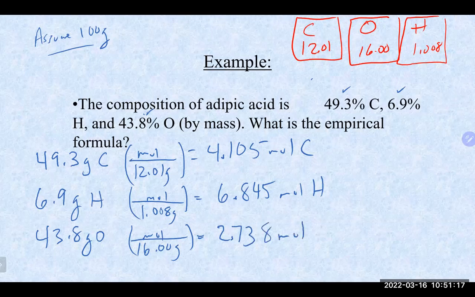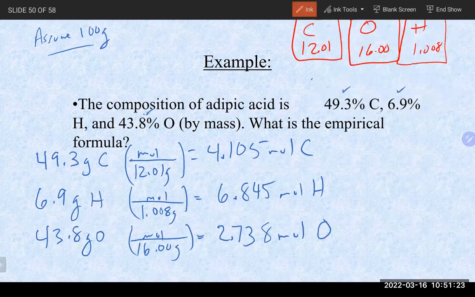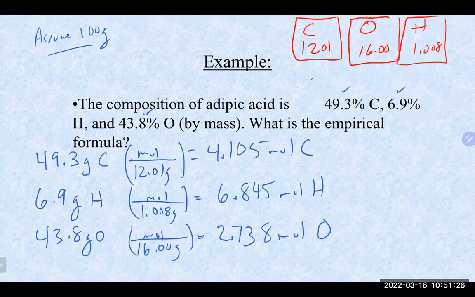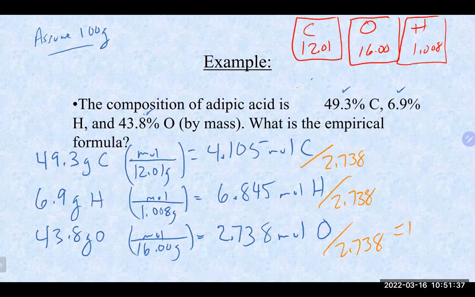2.738 moles of oxygen. In this case, just like before, we're going to divide by the smallest number of moles, which looks like in this case, it is going to be the oxygen. So we're going to divide this guy by 2.738, 2.738, and 2.738. That gives us a 1 for the oxygen. For our carbon, it gets us about 1.5, and for our hydrogen, about 2.5.